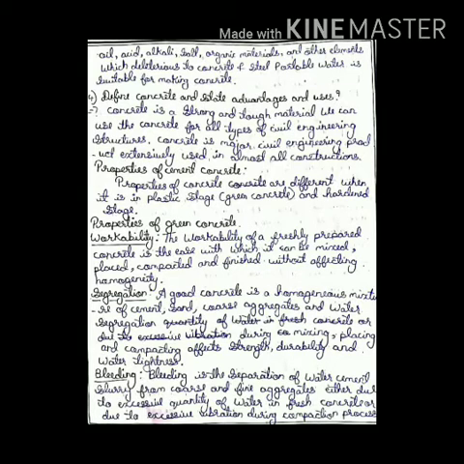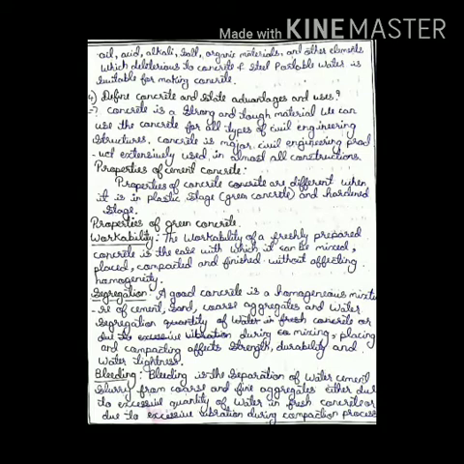Second is segregation. A good concrete is a homogeneous mixture of cement, sand, coarse aggregate and water. If these materials are not properly mixed, they will remain on different sides. Cement will lie on one side, and sand, coarse aggregate and water will lie on the other. Then a proper homogeneous mix is not formed. If such a mix is used in construction, the strength, durability, etc. are going to be affected. This is known as segregation.